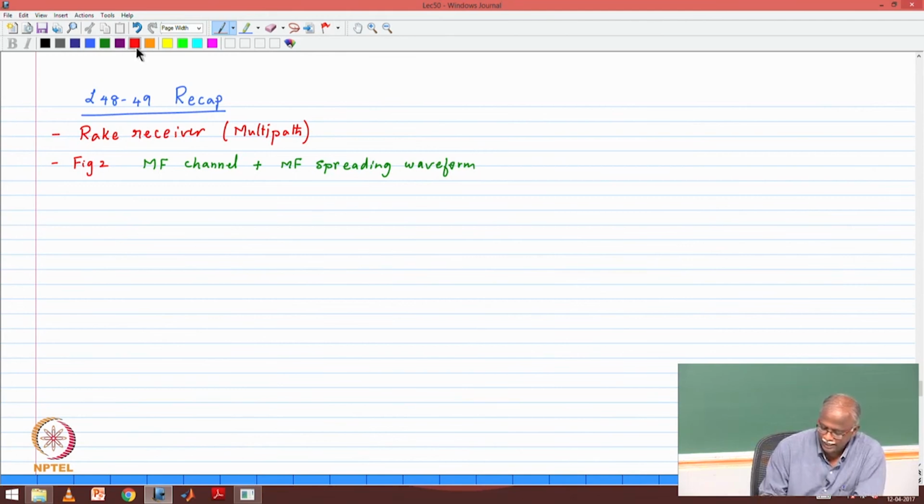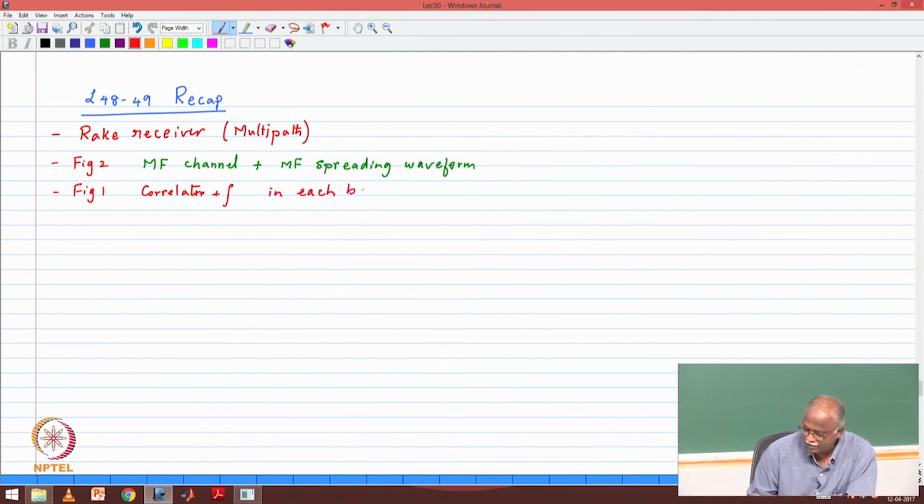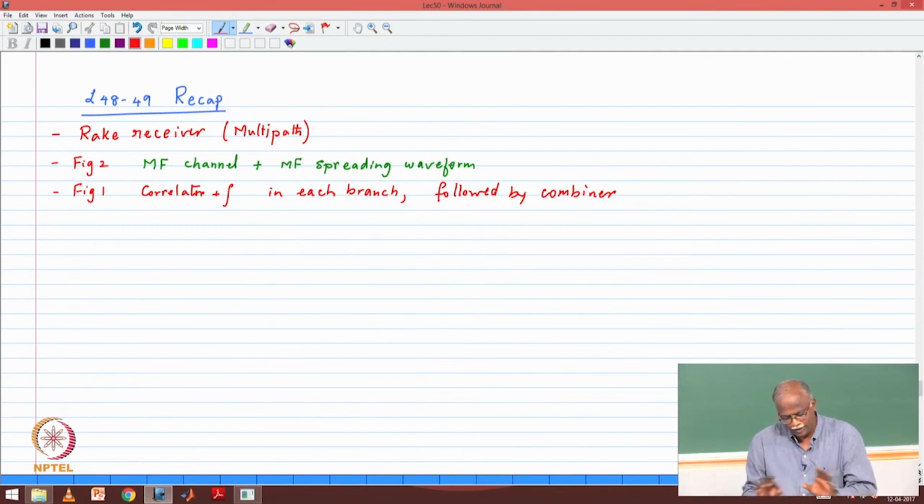However, figure 1 is the one that helps us work with the actual implementation and how to get the quantities that we are working with. Basically, figure 1 has a correlator and integrator in each branch, which is then followed by a combiner. They are equivalent. So, though figure 2 gives us the match filtering interpretation, figure 1 is doing exactly the same thing. It helps us in terms of the computation.